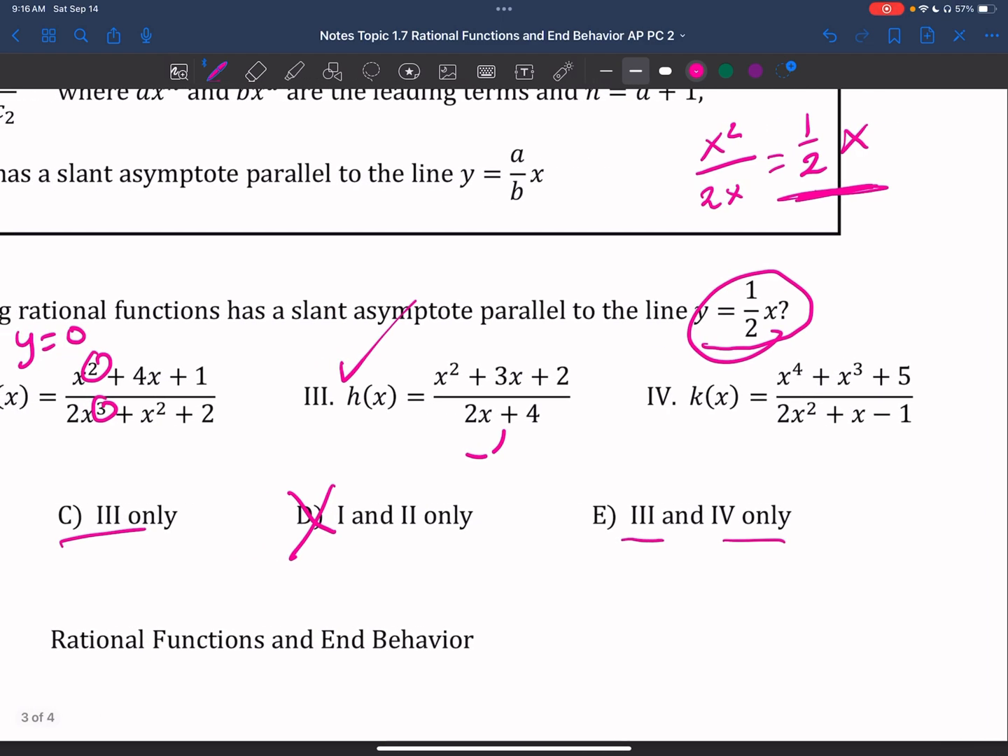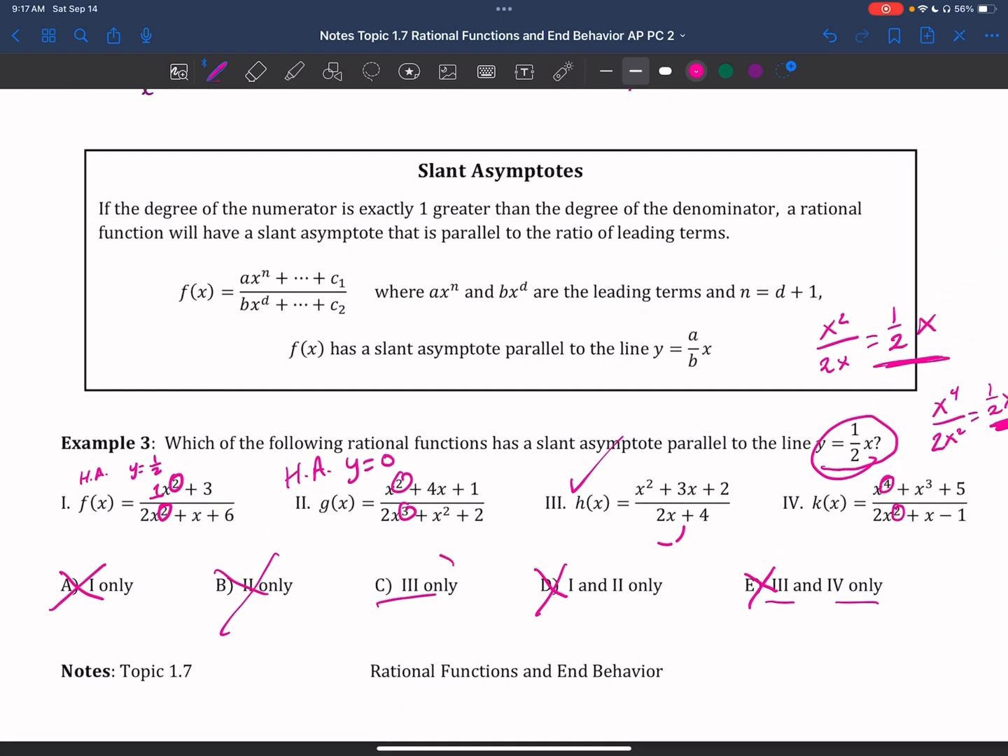So when I do this one, I have a 4 as my degree in the numerator. I have a 2 as my degree in the denominator, so I'm going to do the same thing. x to the fourth over 2x squared. Simplify that, that will give me 1/2 x squared. So this is actually not a slant asymptote. It's going to look like a quadratic function when I look at it. So I know that E is not my answer, so C will be the correct answer.